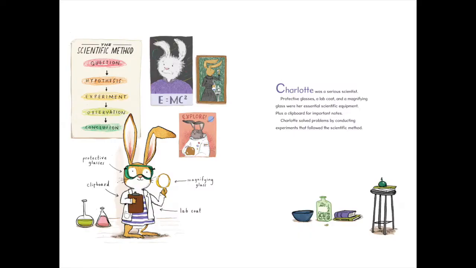Charlotte was a serious scientist. Protective glasses, a lab coat, and a magnifying glass were her essential scientific equipment, plus a clipboard for important notes. Charlotte solved problems by conducting experiments that followed the scientific method.